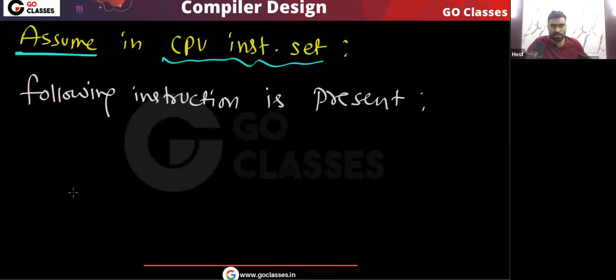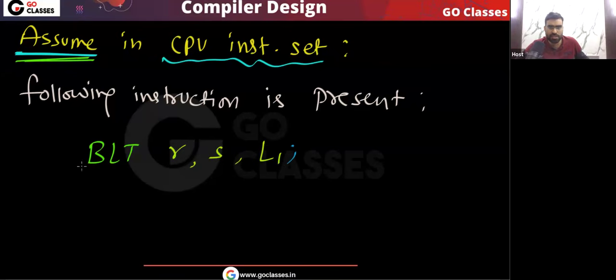Okay, see what I'm saying? Just assume that in the CPU instruction set, the processor instruction set, the following instruction is present. The instruction is branch if less than. Something like this: branch if R is less than S to some location L1.